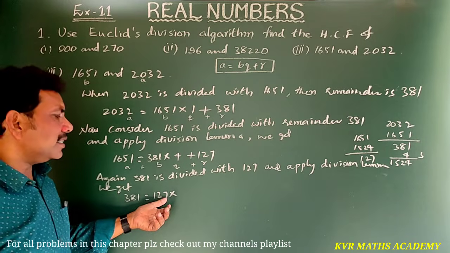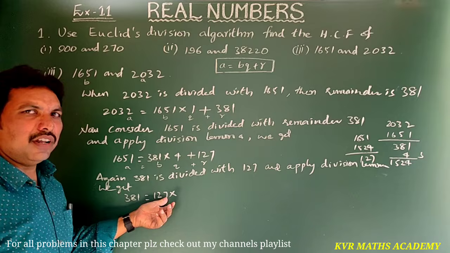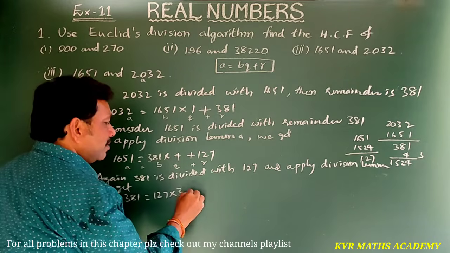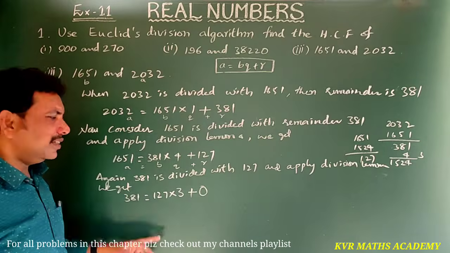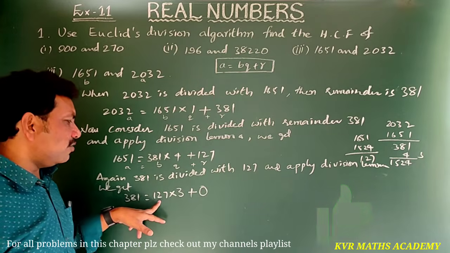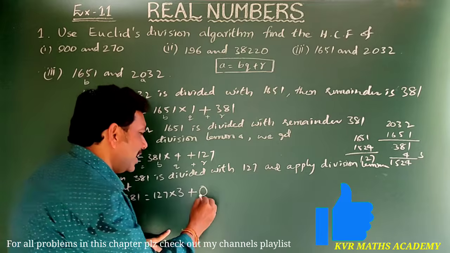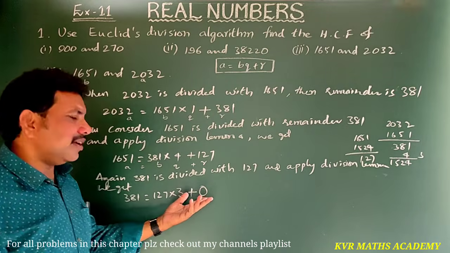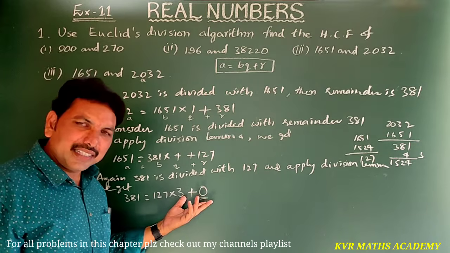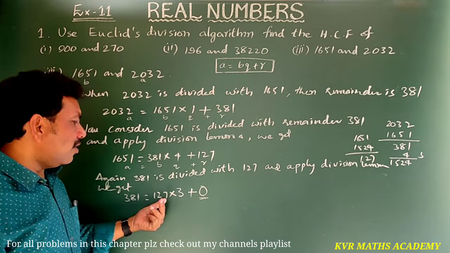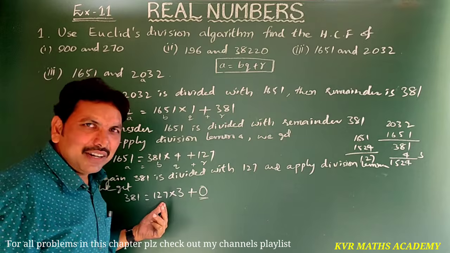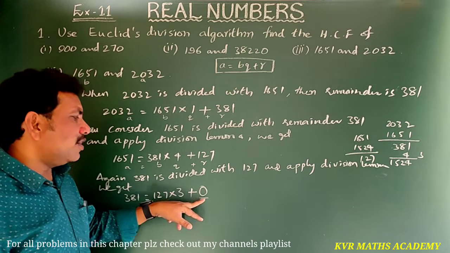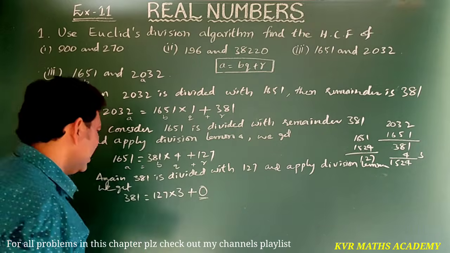12 3s are 36 and 7 3s are 21. 360 plus 21 is 381. So 3 times plus remainder is 0. So 381 is equal to 127 into 3 plus remainder 0. So here the remainder we have got is 0 only, no? So that's why our procedure will stop or not? Yes, exactly, it stops. Now HCF is 127. Why? Because this is the divisor, no? This is the divisor. We have got 0. Right? Yes.